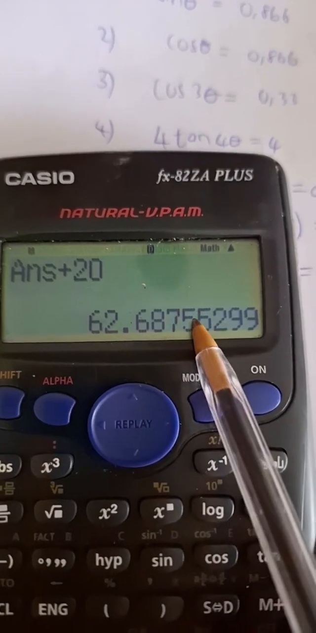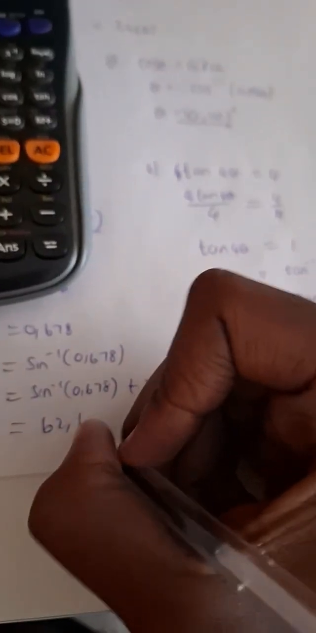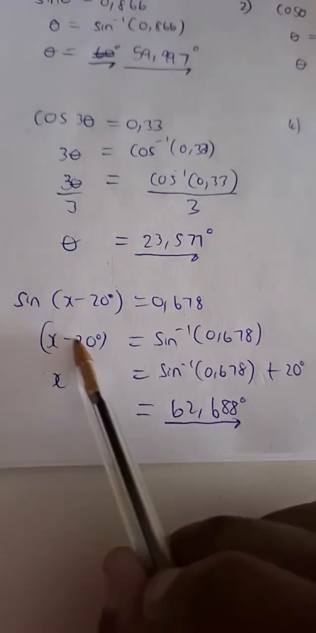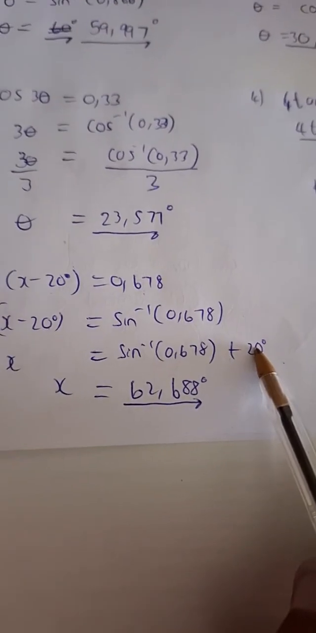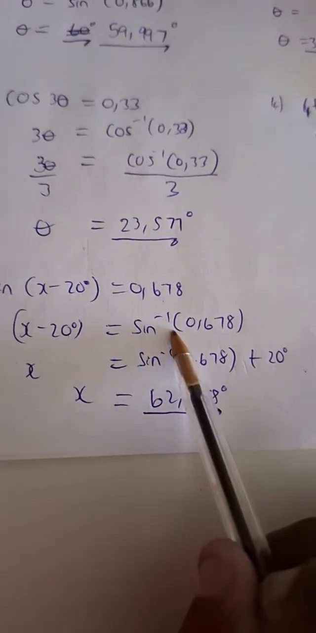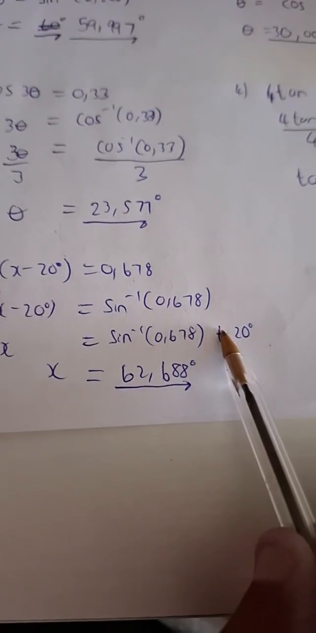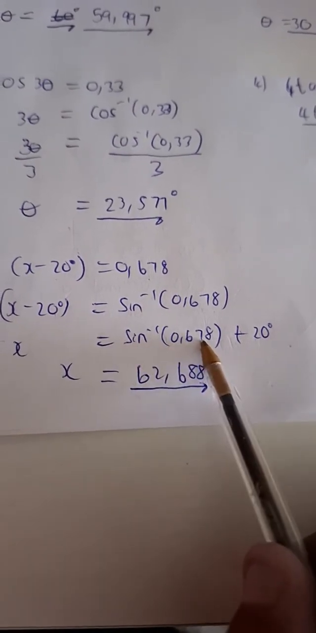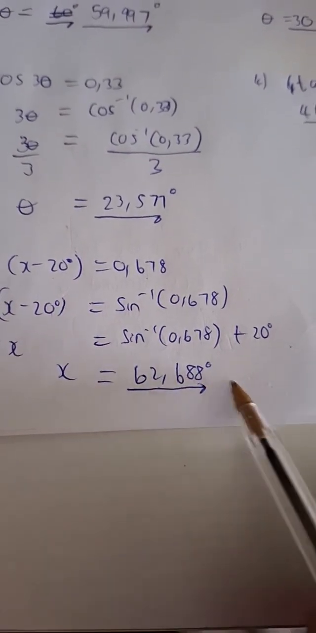62,687. That's a 7, so what does the 7 say? We go up by 1. So it's 62,688 degrees if we are rounding off to 3 decimal places, sorry. So what I did here is I transposed the negative 20 after taking the arc sine of 0.678, very important. Then the negative 20 becomes plus 20, so we just add the 20 to the arc sine of 0.678, and we get 62,688 degrees. Okay, no problem.